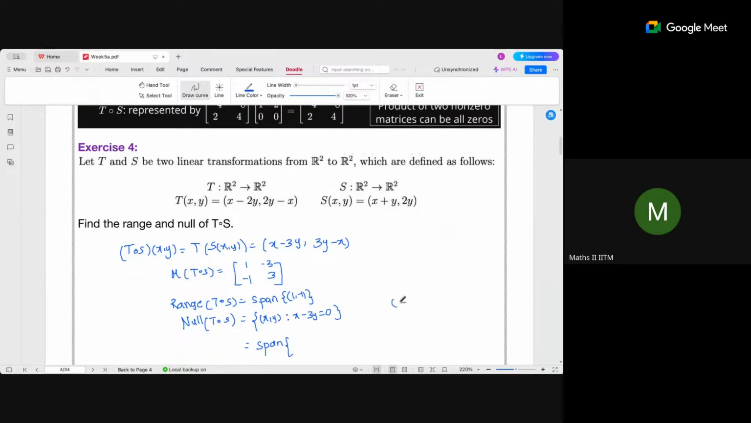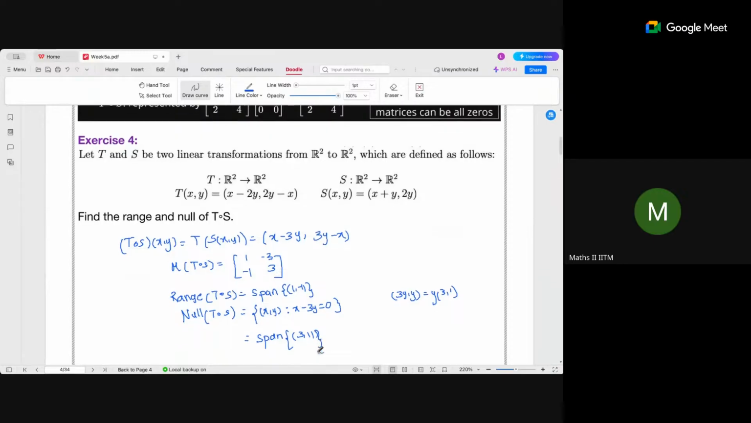If I am replacing x with 3y, it is (3y, y). So y times (3, 1). So the span of (3, 1). Fine?